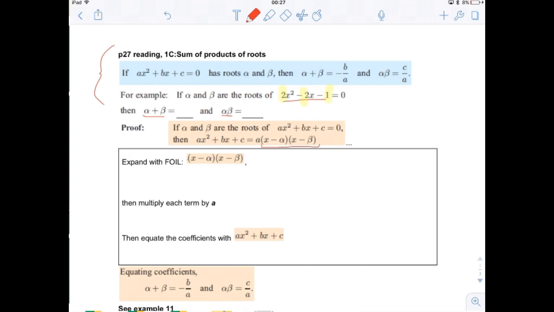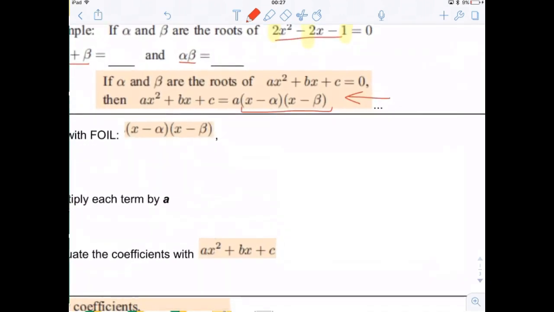The way we're going to do that is we're going to work backwards. We're going to start with this and see what would be the a, b, and c values for these two roots, alpha and beta. Okay. So first it says to expand this with FOIL. If I expand x minus alpha and x minus beta with FOIL, that'll give me x squared for the first term. It'll give me plus alpha beta for the last term because it's negative and negative. And then for the middle terms, I'm going to have minus alpha x and minus beta x, right? If I add all those together, I'm going to get x squared minus alpha plus beta x plus alpha beta.